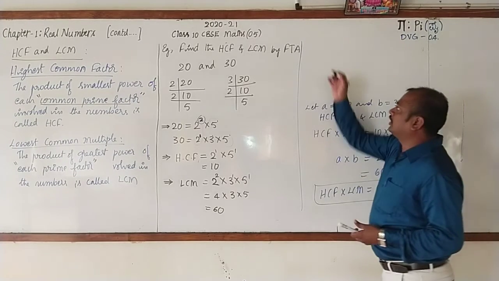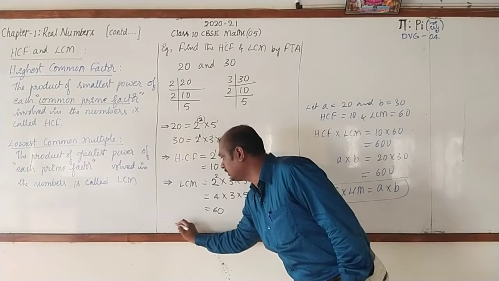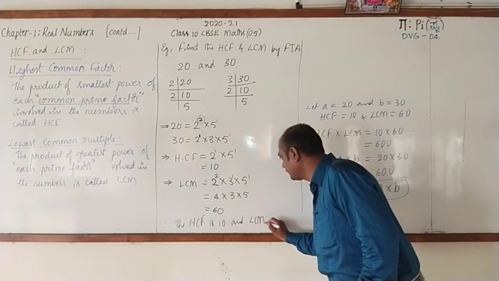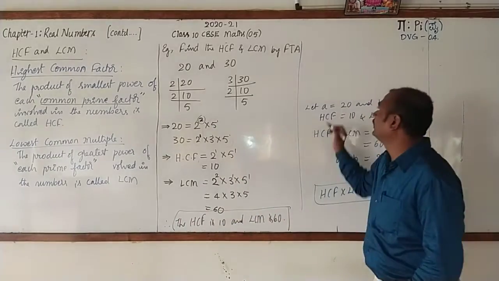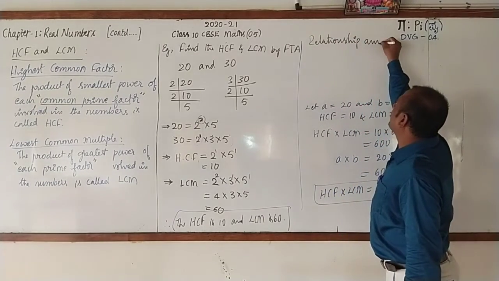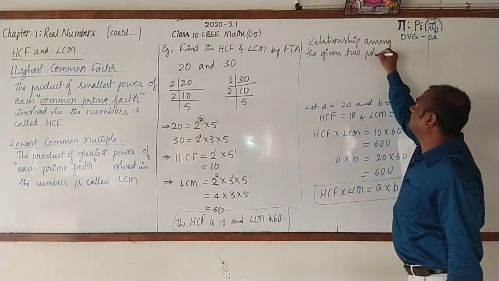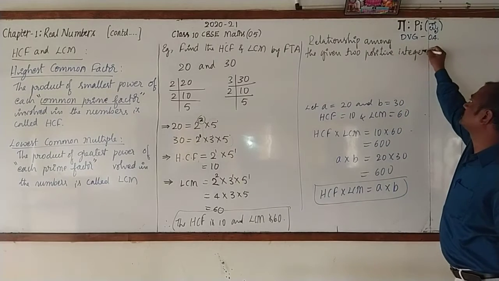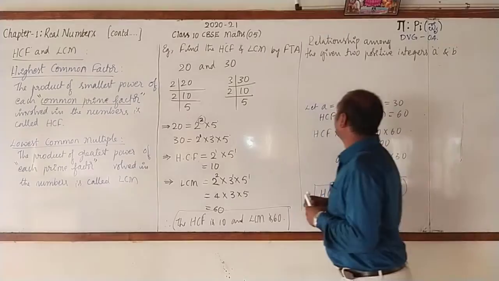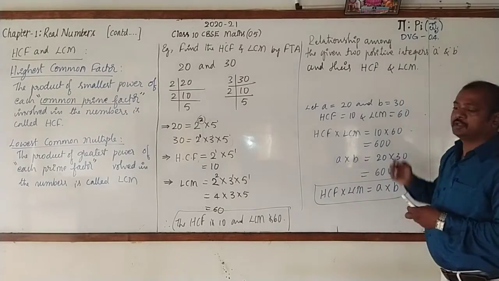Clear? So now I'll write that one. Just keep observing, don't copy, afterwards I'll tell you. Before that, here I'll write the conclusion. Therefore, the HCF is 10 and LCM is 60. Look here, we are going to write the relationship among the given two positive integers, what are those? A and B, and their HCF and LCM.